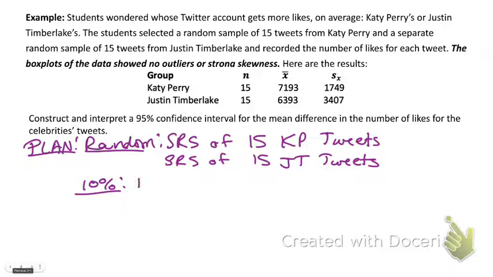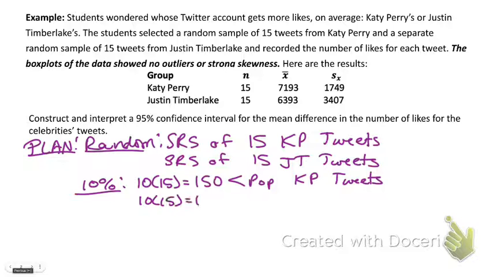10%. 10 times 15 is 150. Do you think that that is less than the population of Katy Perry's tweets? Yes. I would think so. 10 times 15 is 150. Do you think that's less than the population of Justin Timberlake's tweets? Yeah. We're going to assume so. We got random, done. 10%, done. What's next?